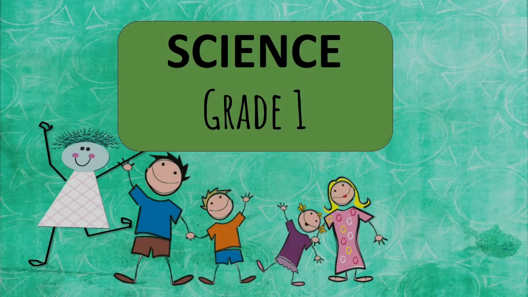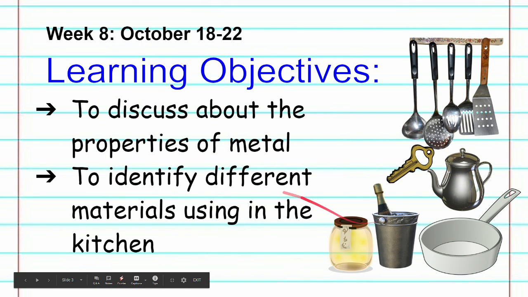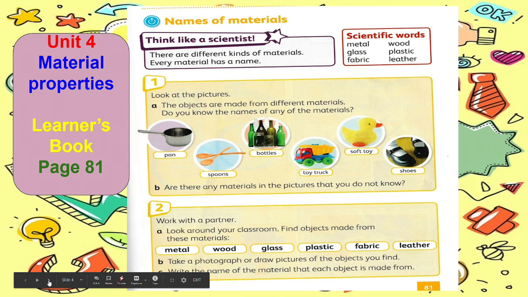Hello, future scientists! In Unit 4, Material Properties, as we continue to learn about different materials, today we will discuss the properties of metal and how to identify different materials we use in the kitchen. There are different kinds of materials. Every material has a name. Just look at these objects that are made from different materials. Do you know the names of any of these?